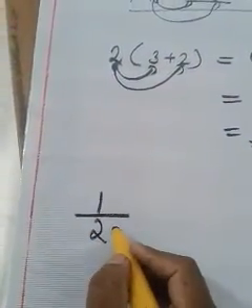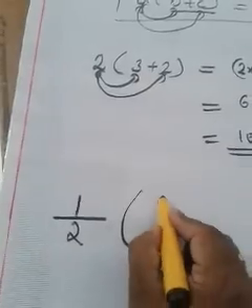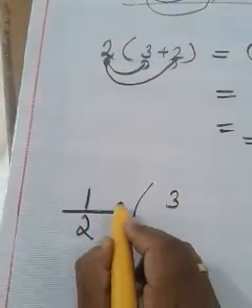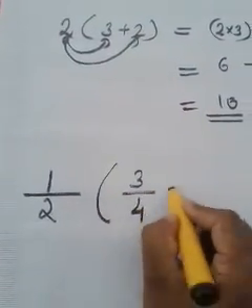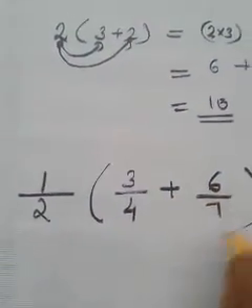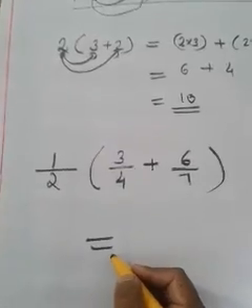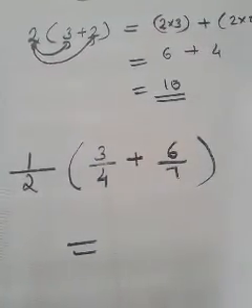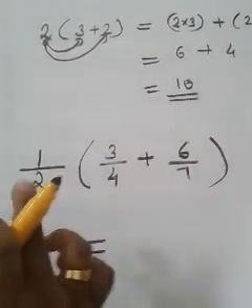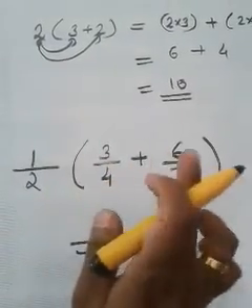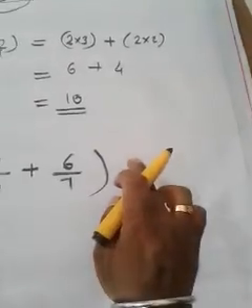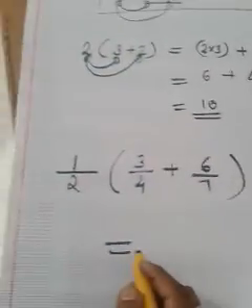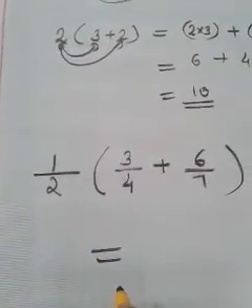Okay. Let me give you another problem. Calculate 1 by 2 into 3 by 4 plus 6 by 7. If there is no operation we can read it as into. How can we calculate 1 by 2 into 3 by 4 plus 6 by 7? Very simple. You have to write it by using distributivity. How can we apply distributivity and solve it?